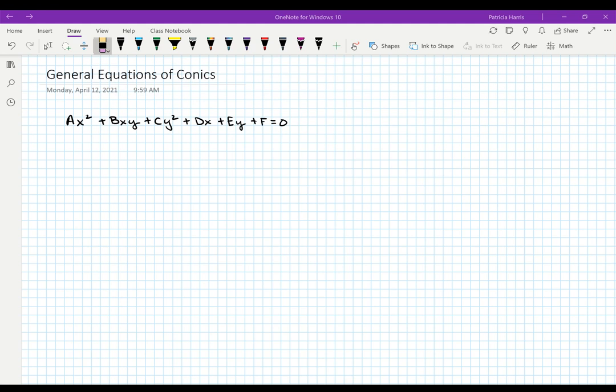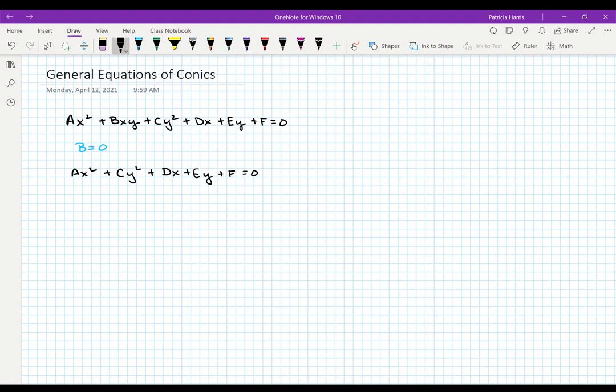Okay, so today we're going to go through what we call the general equation of a conic. This is not standard form. So it looks like this. And we're going to look at the cases where the b is equal to 0. So the general form that we're going to look at looks more like this. Okay, we'll talk about what would happen when b is not 0 in the second video for this section.